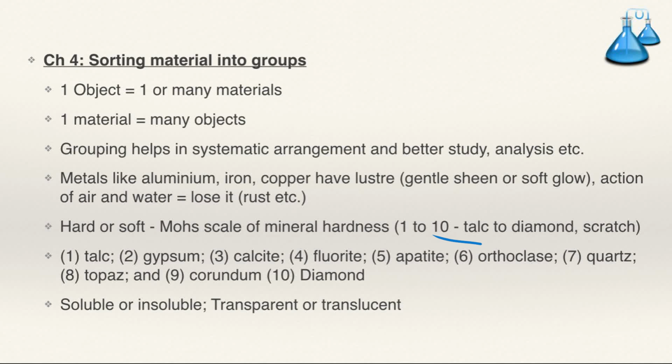So first is talc, then gypsum, then calcite, then fluorite, then apatite, then orthoclase, then quartz, then topaz, then corundum, and finally diamond. So these 10 should be remembered in this particular order. Questions are asked from this. Then whether a material is soluble or insoluble, transparent or translucent, that also you need to figure out.